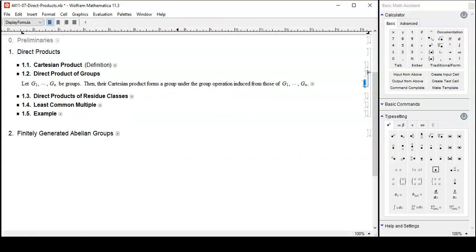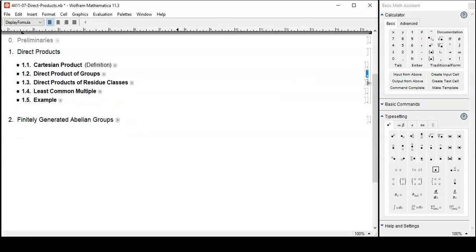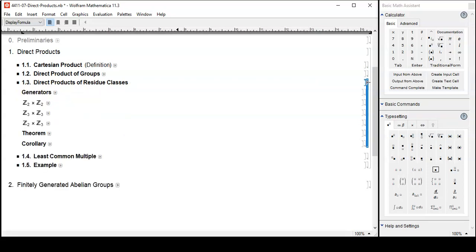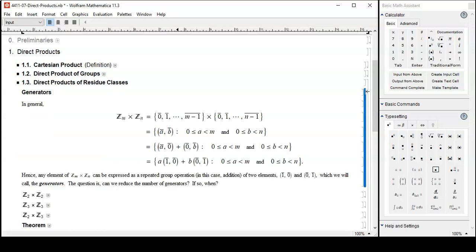Okay. So we got the direct products for those. Now, do we have enough time to do this? 1.3, direct products of residue classes. Well, okay, I think we'll have enough time to do some examples, but probably not enough time for the theorem and its proof. Okay, let's consider the general case.